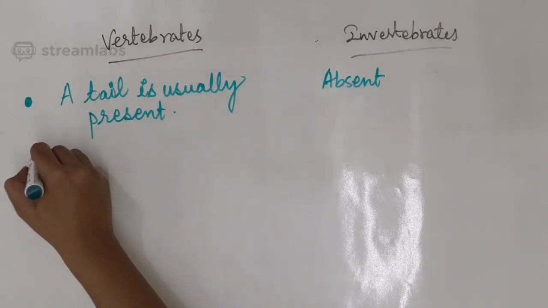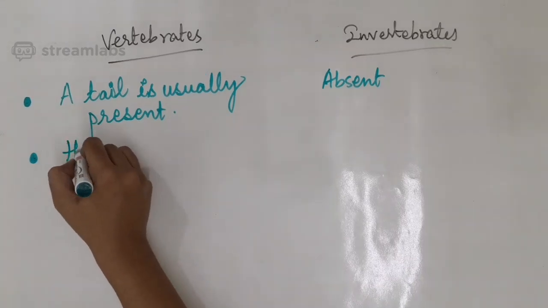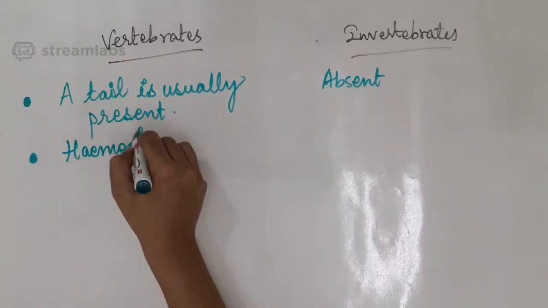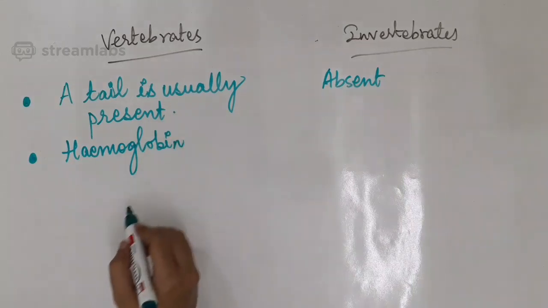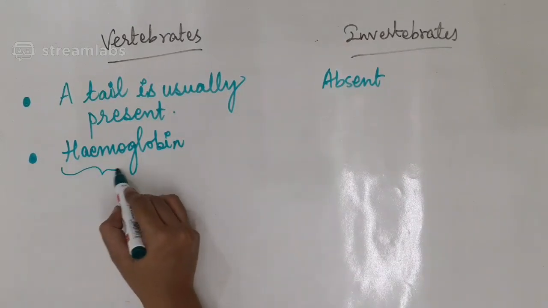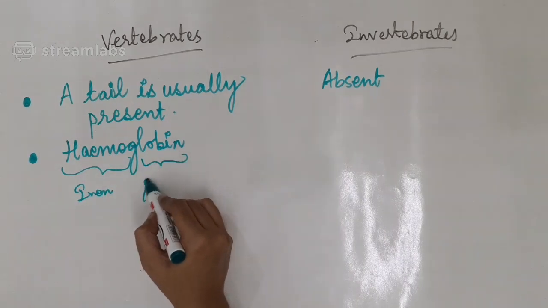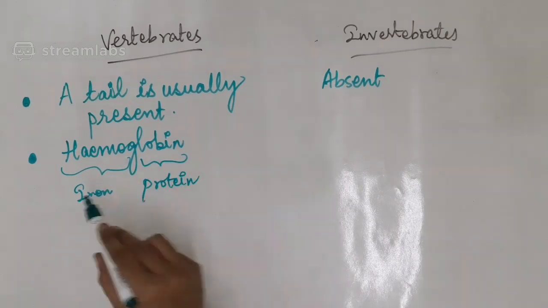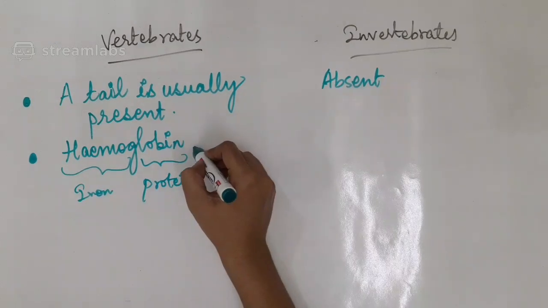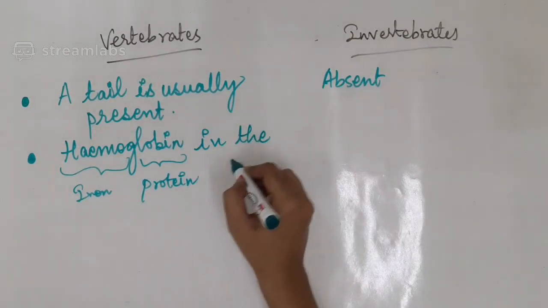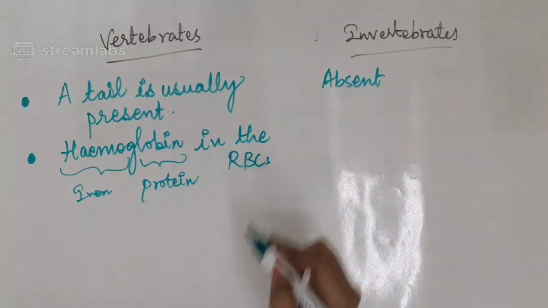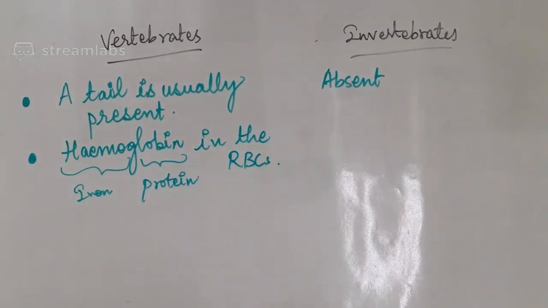Vertebrates have an iron protein called hemoglobin. You must have studied about it. Hemoglobin is, hemo means iron, globin means protein. So hemoglobin is an iron protein. It is present in the red blood cells, which is also called the RBCs. रेड ब्लड सेल्स के अंदर हीमोग्लोबिन पाया जाता है, जिसकी वजह से वर्टिब्रेट्स का ब्लड रेड होता है.